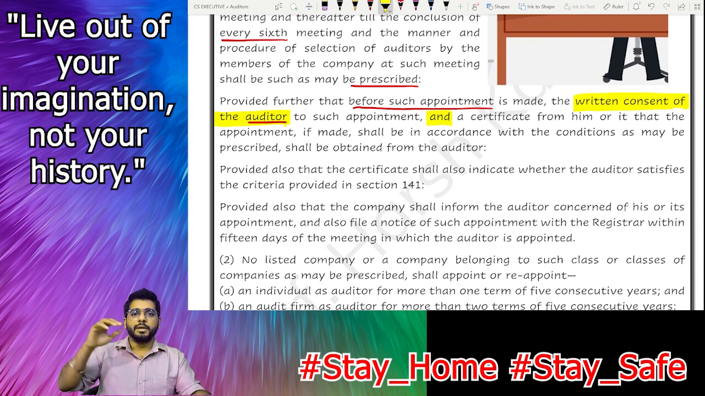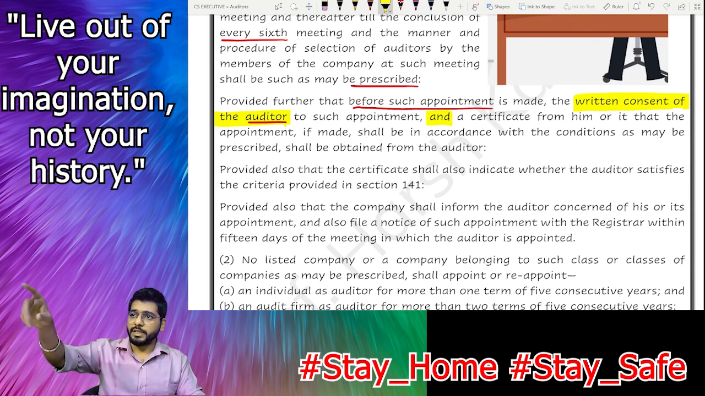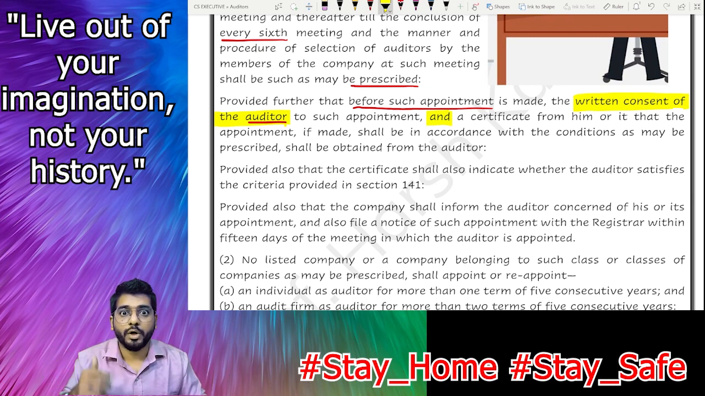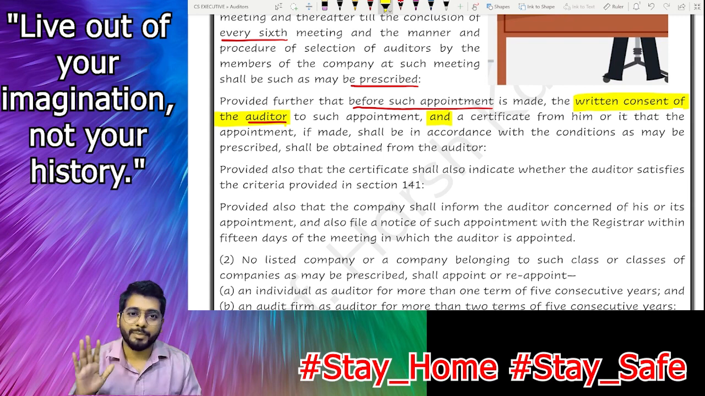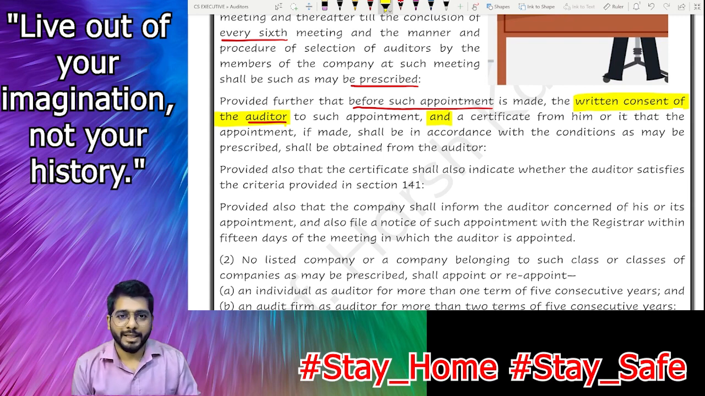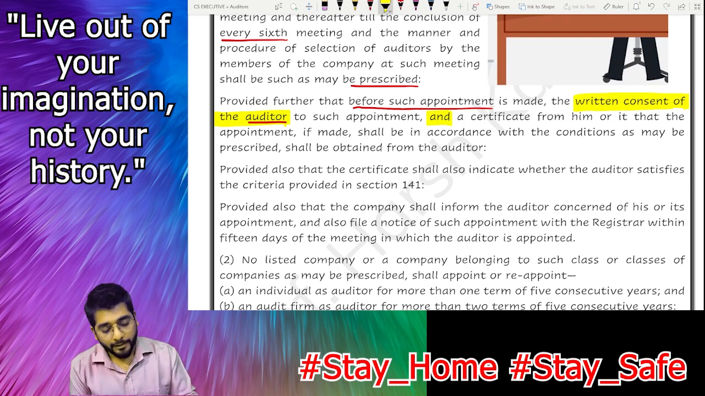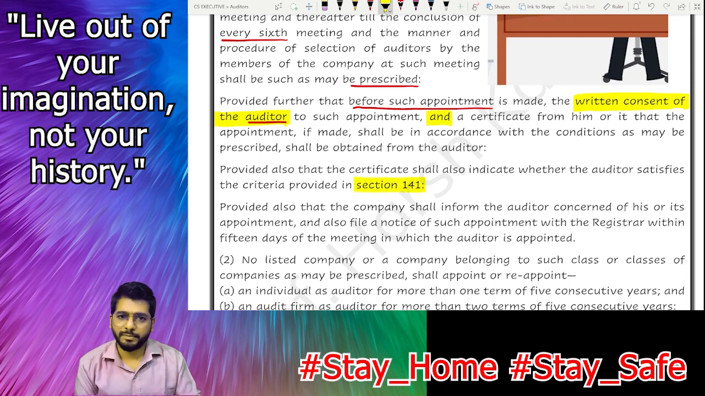So basically, whenever you are appointing any auditor, you should not forcefully appoint any auditor. Like I cannot select ABC and company, you will be my auditors. But ABC and company are saying we don't want to be your auditors, then you cannot appoint them. So a written consent should be obtained along with a certificate that they are eligible and they want to be appointed as our auditors. Provided also that the certificate shall also indicate that the auditor satisfies the criteria given under section 141. Eligibility will come.